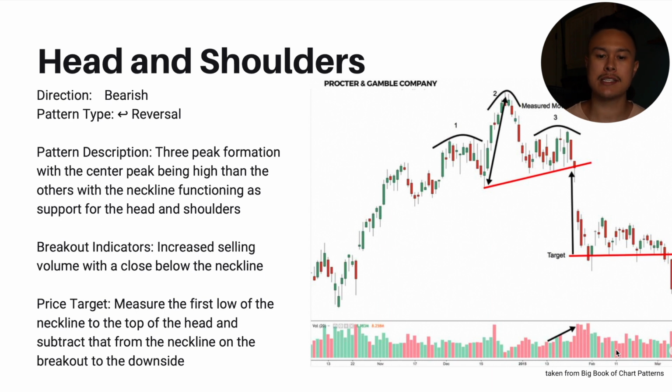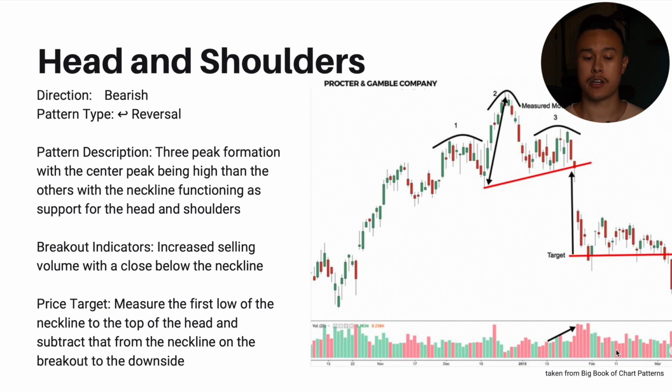So anyways, this is a bearish pattern, so that means that the stock is going down. It's also a sign of reversal and typically happens at the end of an uptrend. So this typically is a three-peak formation, with the center peak being higher than the others, with the neckline functioning as support for the head and shoulders. So for a breakout, we are looking at increased selling volume with a close below the neckline.